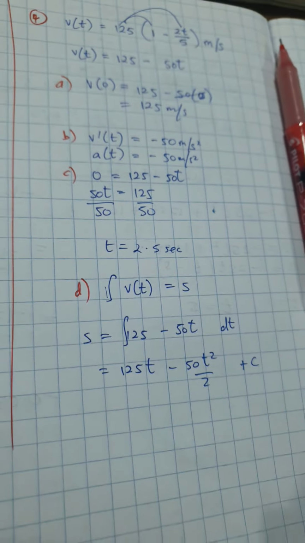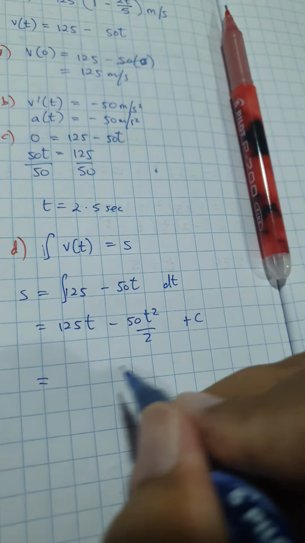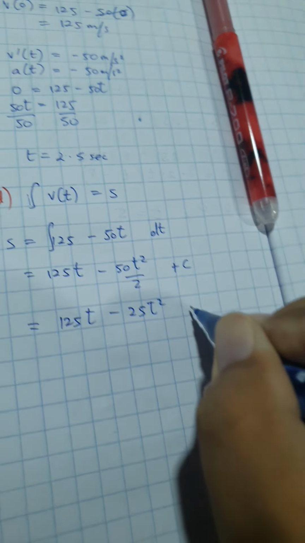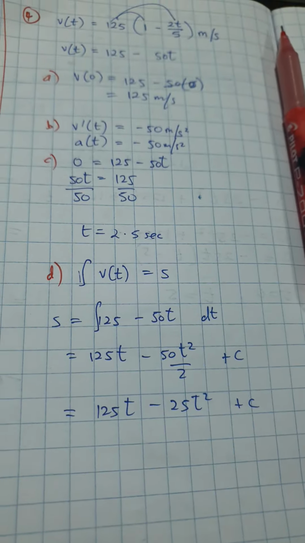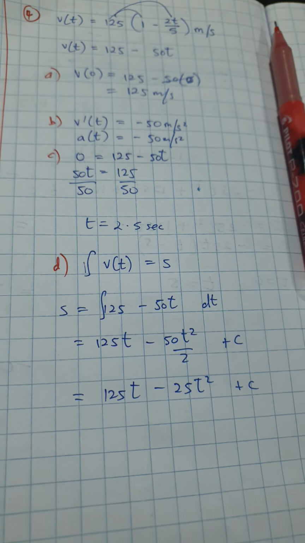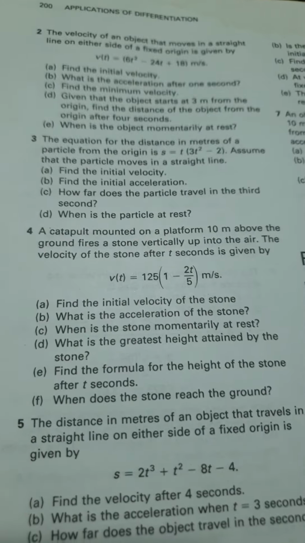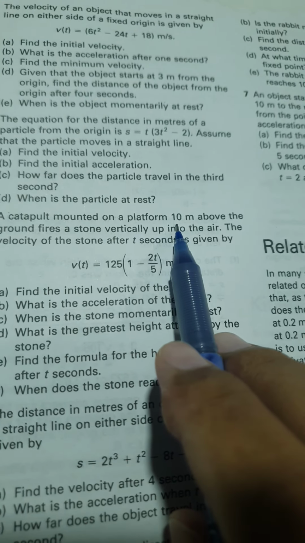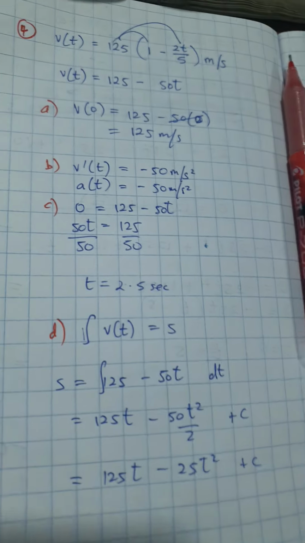If we integrate that, we get 125t minus 50t squared over 2, and don't forget your plus c, because it's an integration, so there's a constant. Simplifying further, we get 125t minus 25t squared plus c. Before we move further, we need to find the value of c. To find the constant, we need some extra information. As you can see, it says 10 meters above the ground, so that will be our s.